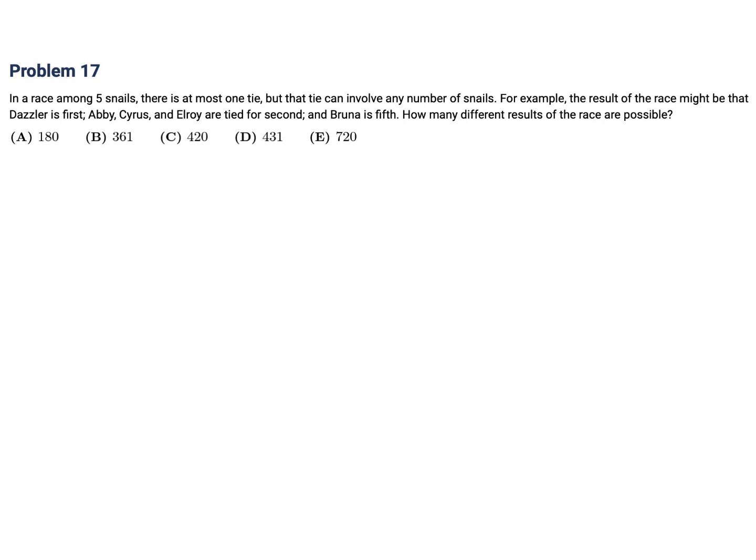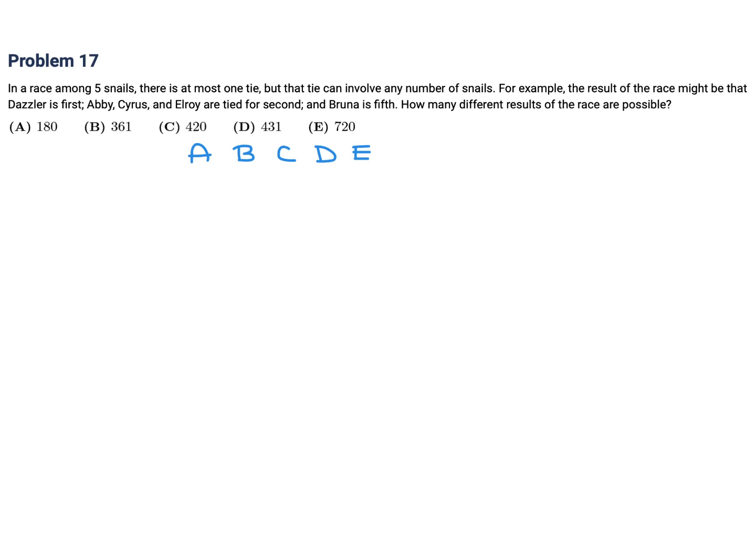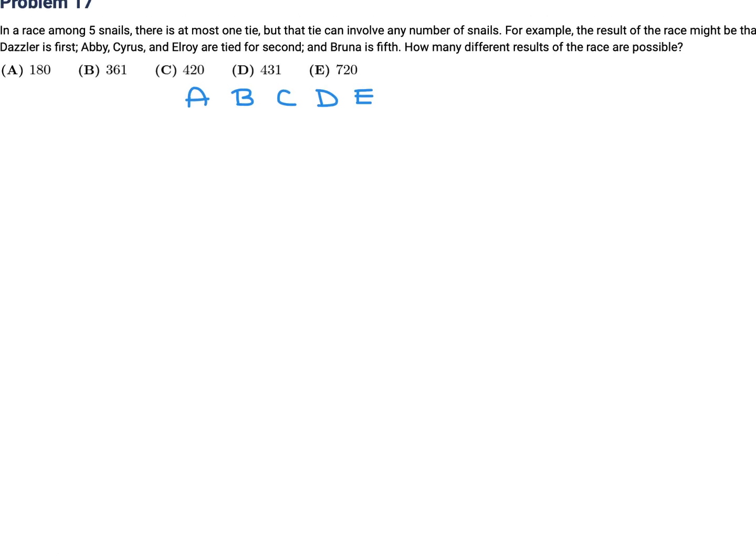In a race among 5 snails, there is at most 1 tie, but that tie can involve any number of snails. For example, the result of the race might be that Dazzler is first, Abby, Cyrus, and Elroy are tied for second, and Bruna is fifth. How many different results of the race are possible? We will call them A, B, C, D, and E, and let's see what we get.